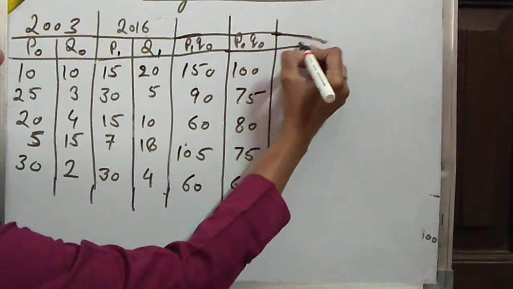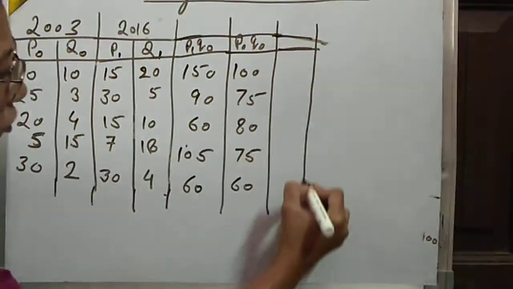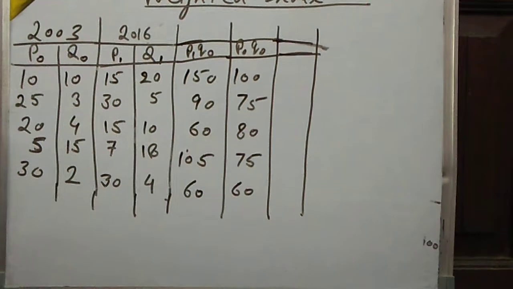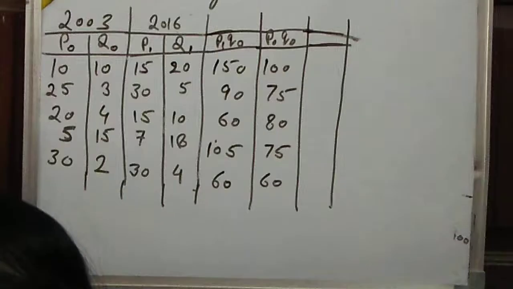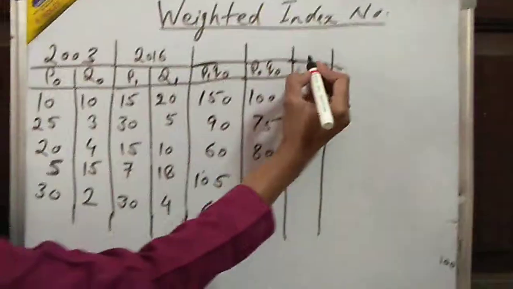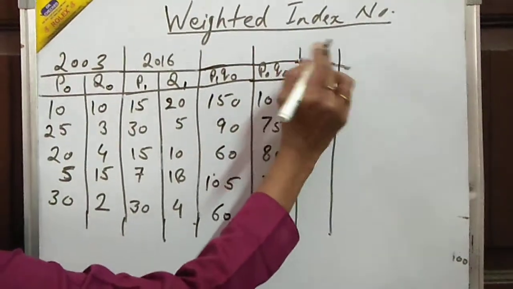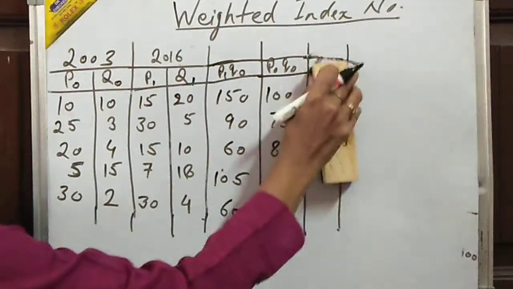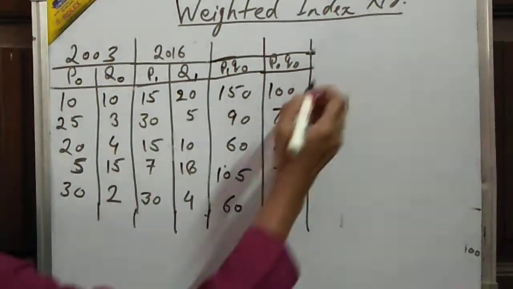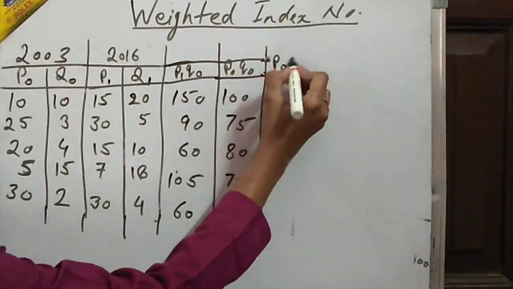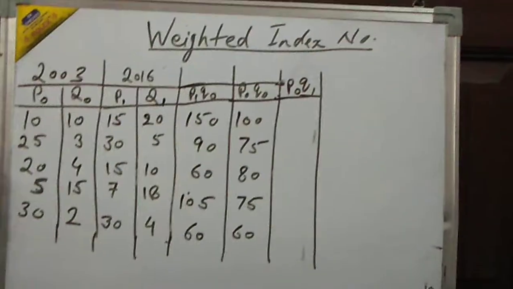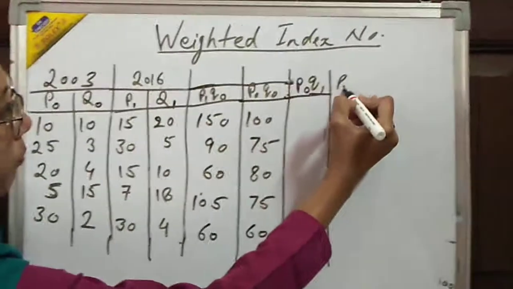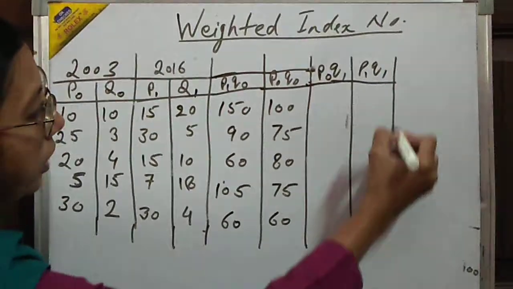Then next, we have to find out all those which we require in our formulas. So we have done P1 Q naught, we have done P naught Q naught. Now next is our P naught Q1 and P1 Q1. These two we have to calculate.